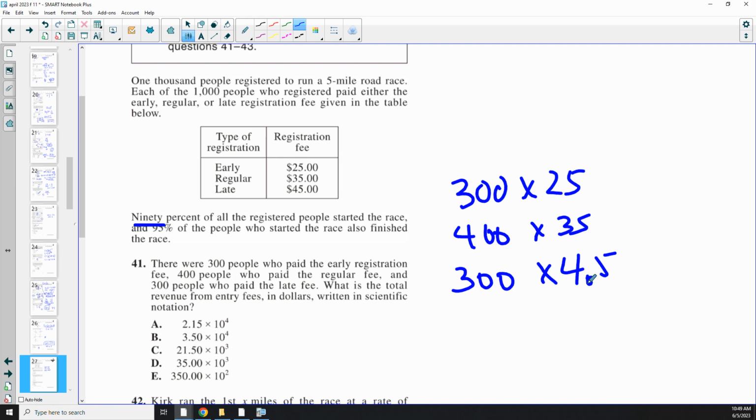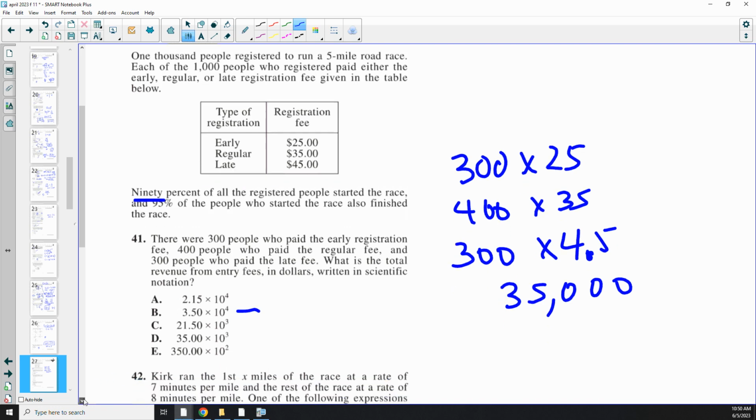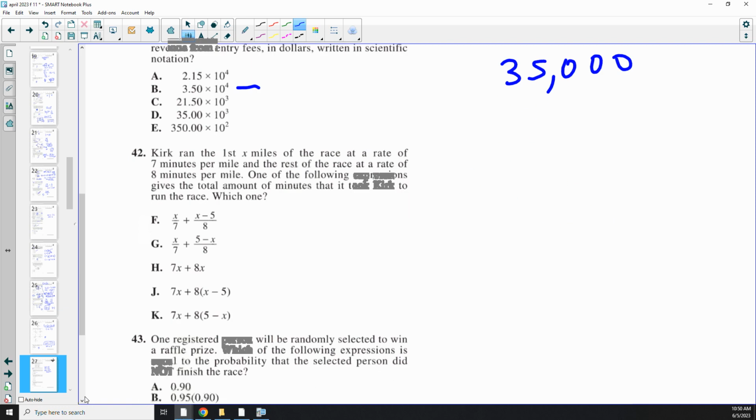So those I can add up on my calculator carefully. I'm typing it in rather than switching the screen. I get $35,000 in fees. So what's that? It's 3.5 times 10 to the 4th. If you wish to convert that, you could use the scientific.